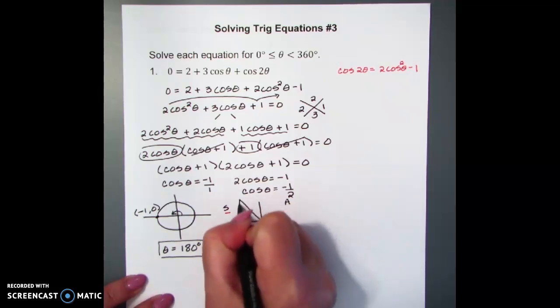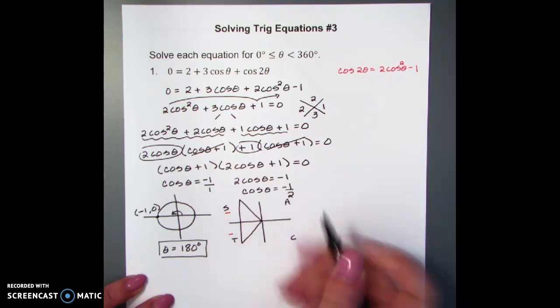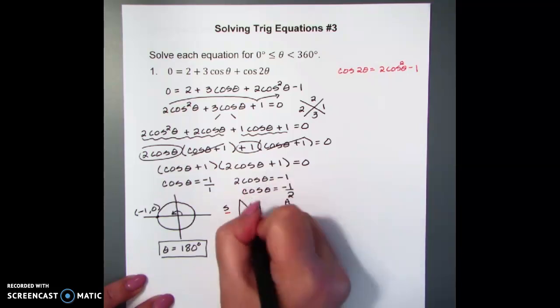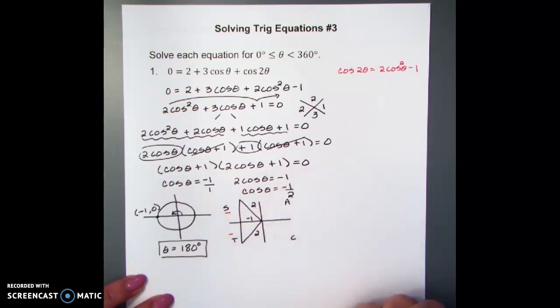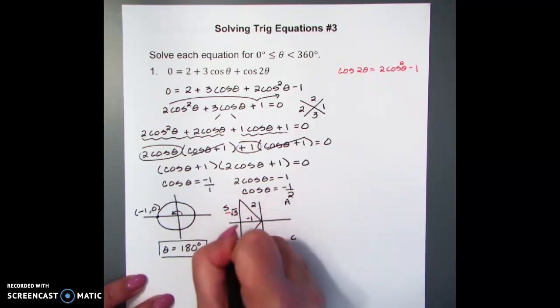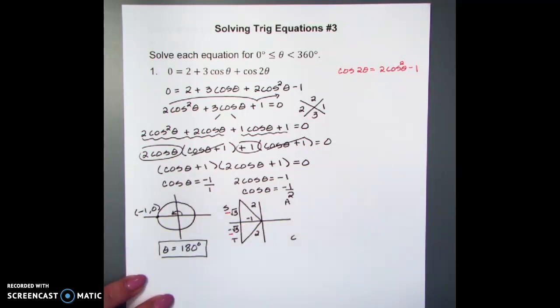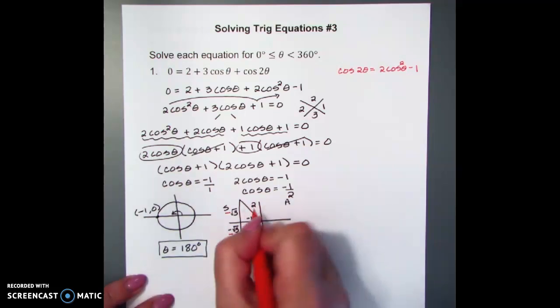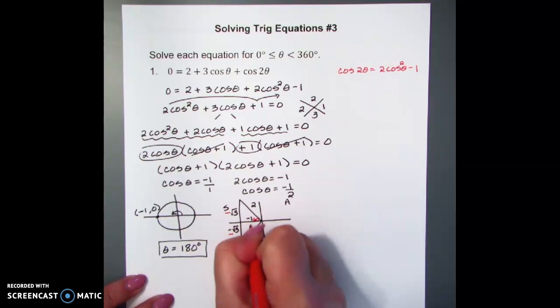So if I draw in those 2 triangles, my cosine is adjacent over hypotenuse, so those are the 2 triangles that give me negative 1/2. So again, I'm noticing these are 30, 60, 90, so I'm going to put my root 3's on the other side. And opposite the root 3 is going to be 60 degrees.